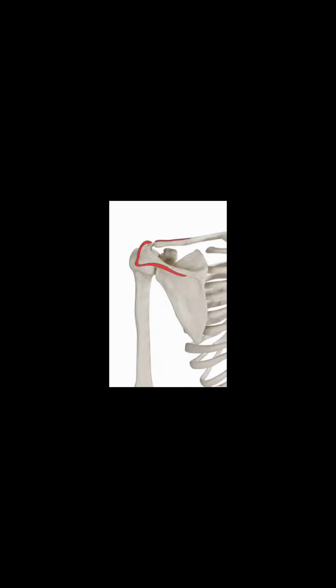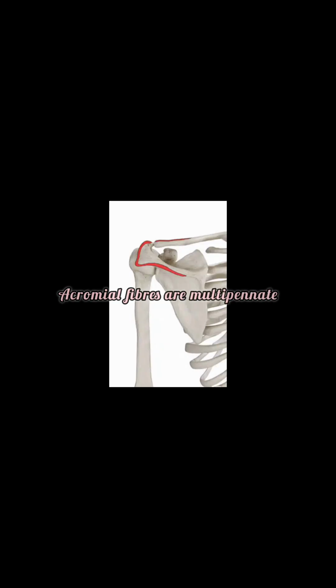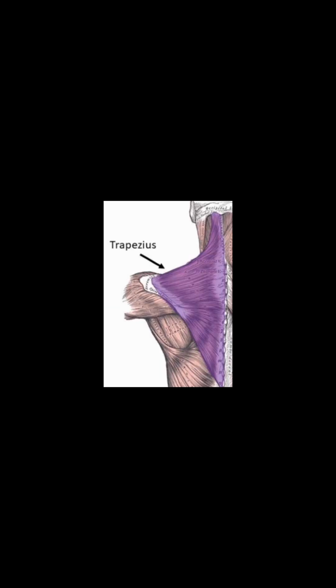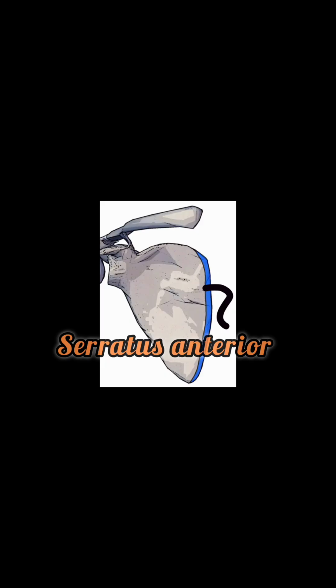Fourth, deltoid arises from the lower border of the crest of the spine and from the lateral border of the acromion. Here, the acromial fibers are multipinnate. Fifth, trapezius is inserted into the upper border of the crest of the spine and into the medial border of the acromion process. Sixth, serratus anterior is inserted along the medial border of the costal surface.